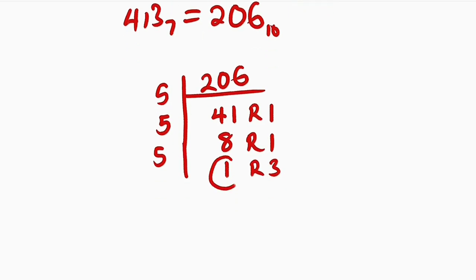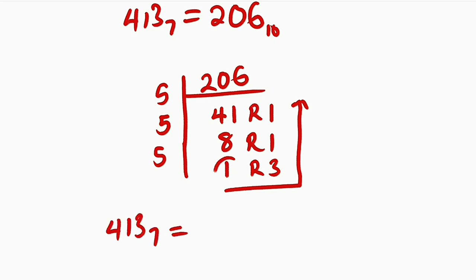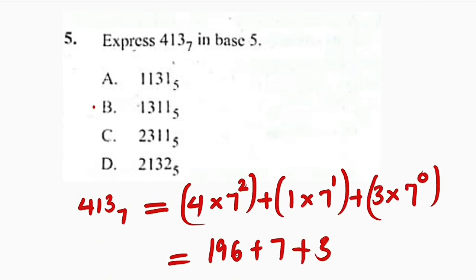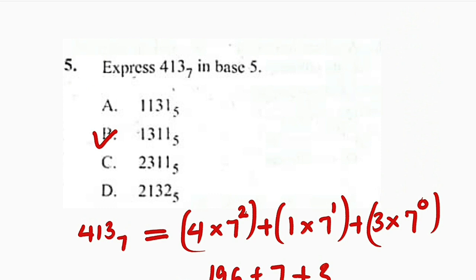But now 5 cannot divide 1. So we stop here and take these numbers from this down to this. Therefore, 413 in base 7 is equal to, you start with this number, which is 1, then 3, then 1, 1 in base 5. So we have 1311 in base 5. Let's check the options. You can see it is option B. Now let us move on to question number 6.